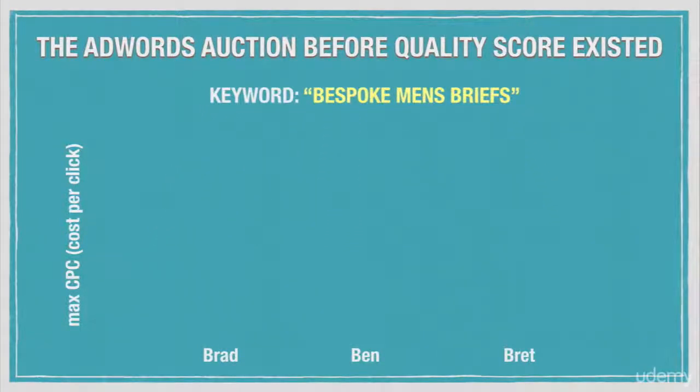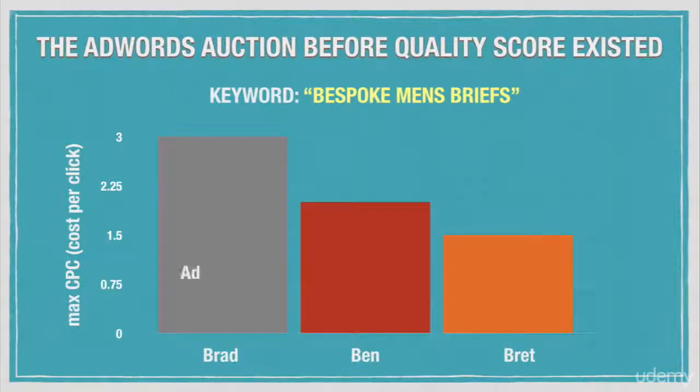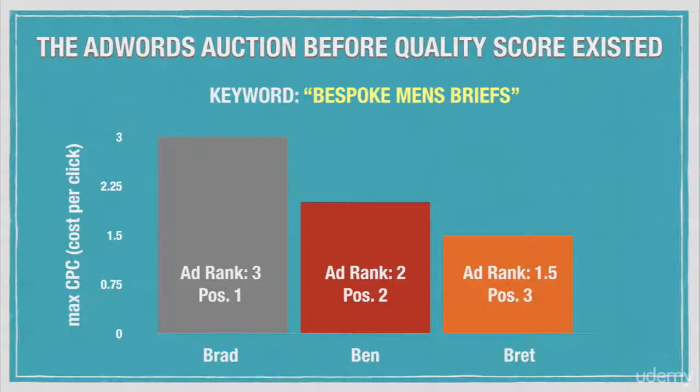Brad sets his max CPC for that keyword at $3, Ben sets his max CPC at $2, and Brett's only willing to pay about $1.50 per click for that specific keyword. So back in the early days, Brad would win the top ad slot, or position 1, since he had the highest max bid. Ben would take the second spot, and Brett would take the third spot.